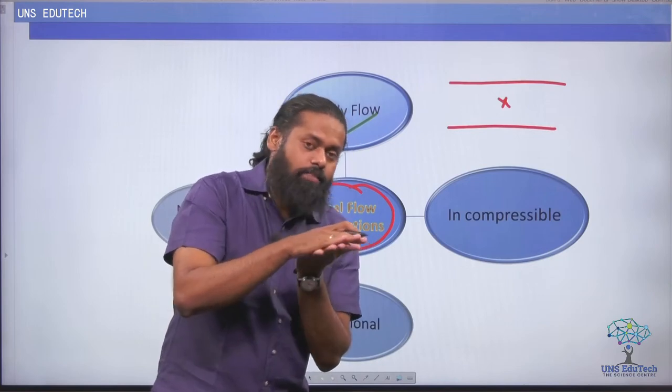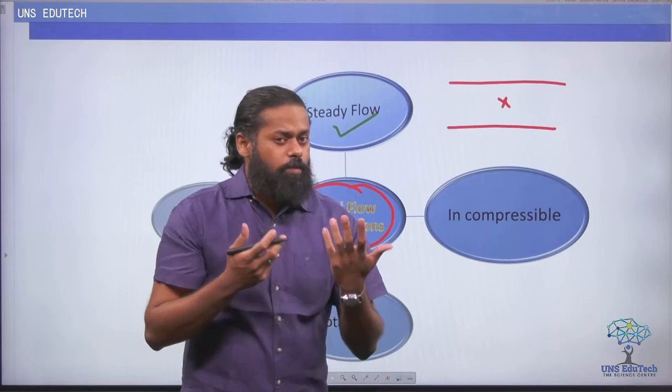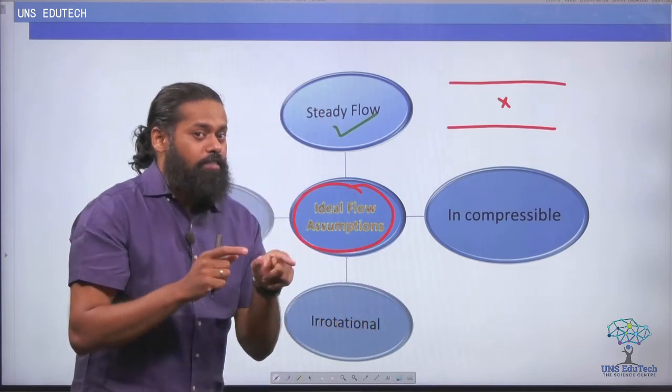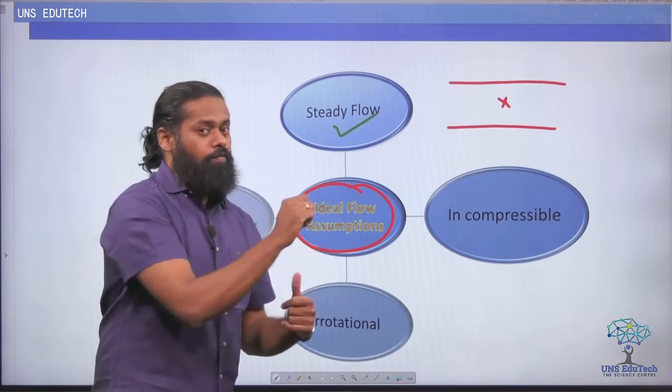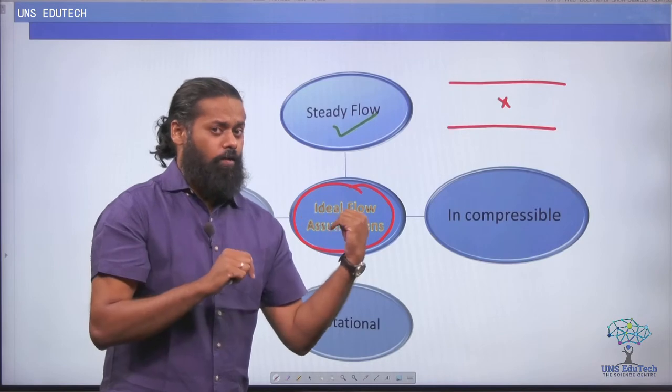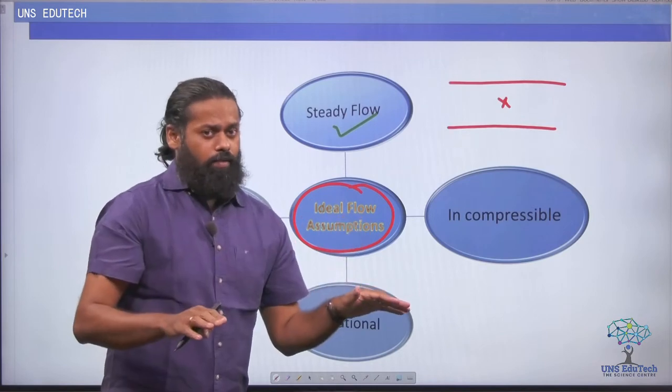There is huge friction between the layers of the fluid. So that property is called viscosity. And if you are applying the continuity and Bernoulli's principle, we are assuming this, which is a very important point. If you are not assuming these cases, these two laws are not valid. These two principles are not valid. It's really important.